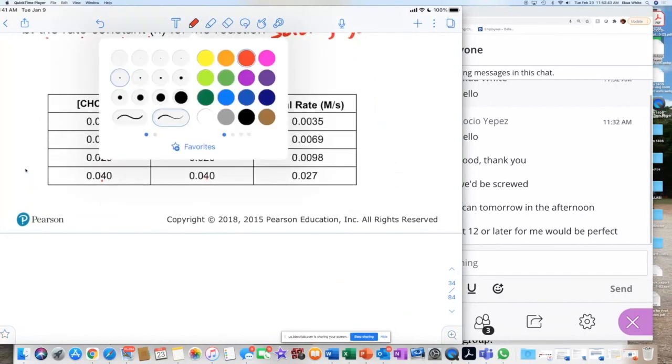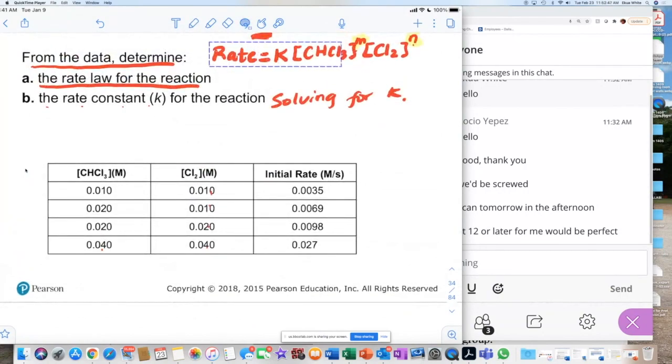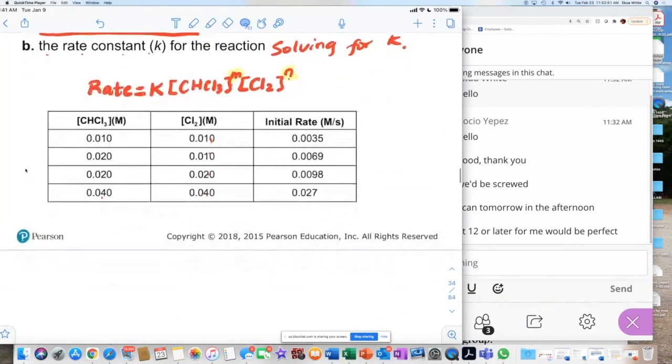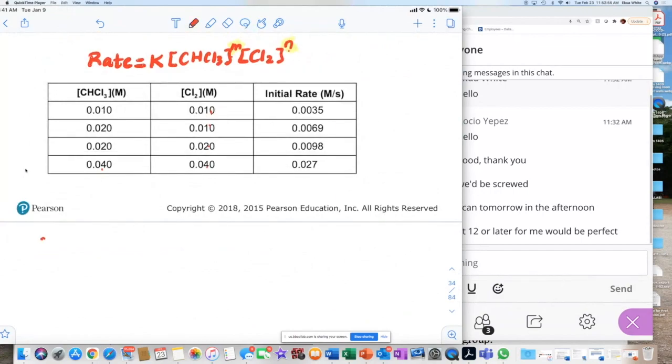I'm going to write my rate law down here for visual purposes. I like to write the rate law we had right here; it visually helps me to see what I'm looking for, and it does help me to focus. Also, right here, I'm going to start by solving for M. You end up with logs.